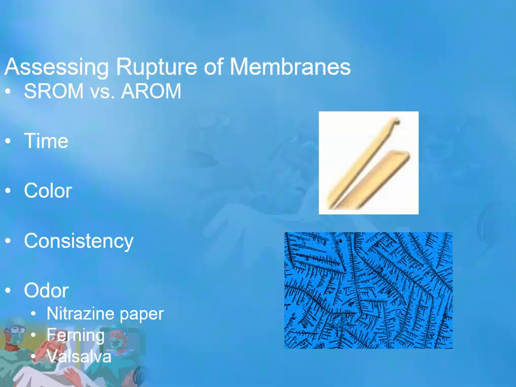Also, they can take a smear of the fluid on a microscope lens and look at the slide. What they'll see is the appearance of a ferning pattern. If you look at the picture in the bottom right hand corner, it looks like fern leaves. And what that tells us is that it is amniotic fluid. So they can check the nitrazine paper to see if the color changes to that dark blue, or they can take a smear of the fluid on a slide and look for a ferning pattern.